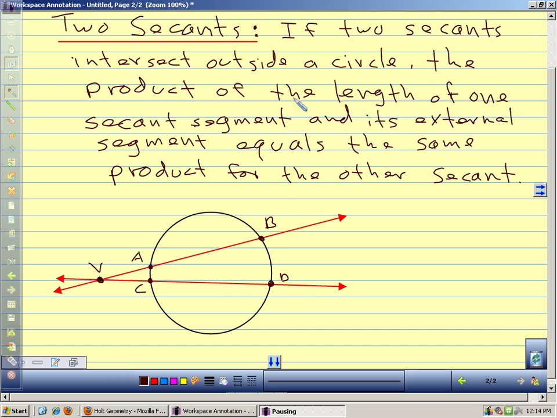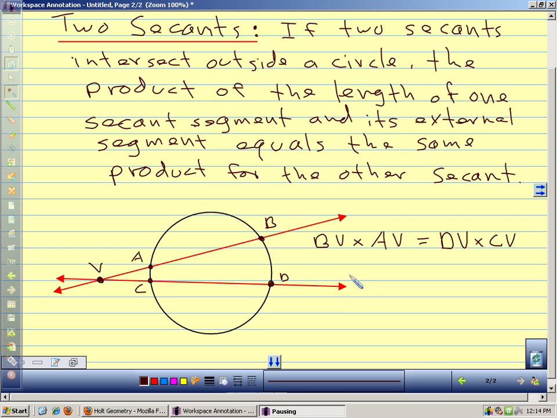What this is telling us is that the product of the length of one secant segment, so the length of this secant segment, tells us that BV times the external segment AV equals the same product for the other secant. So the entire segment, DV for the bottom one, times the external segment, CV. So the length of this whole segment times the length of this little piece equals the length of this whole segment times the length of this little piece. So this is what you should write in your flip book. Don't worry about the way it's labeled. This I think is going to make more sense.